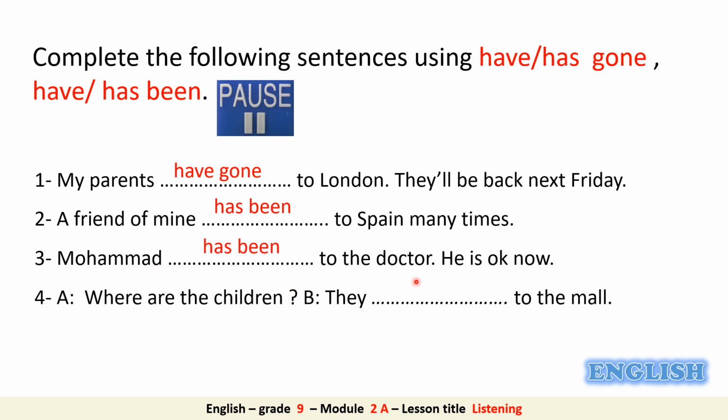3, very good. He has been to the doctor. The result is he is okay now. So he went and came back home. Number 4, where are the children? Excellent. They have gone. Why? Because they are not at home. He is asking about them. Where are they? This means that they have gone to the mall, but they haven't come back yet.